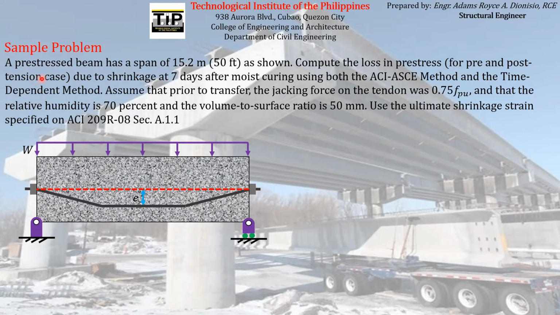So we will solve the loss of prestress using pre-tension and post tension case. So compute for the loss in prestress due to shrinkage at 7 days after moist curing, using both the ACI-ASE method and the time-dependent method. Assume that prior to transfer, the jacking force on the tendon was 0.75 FPU and that the relative humidity is 70% and the volume to surface ratio is equal to 50 mm.